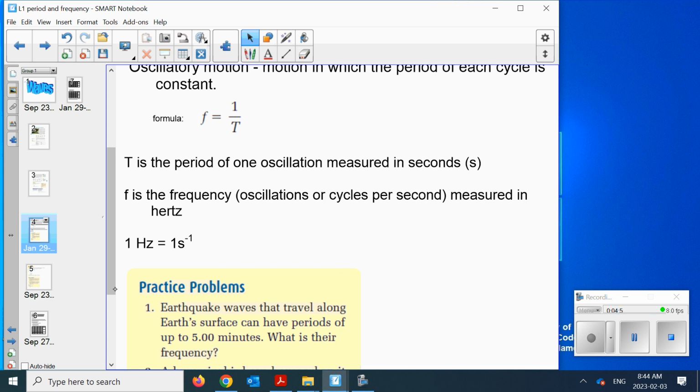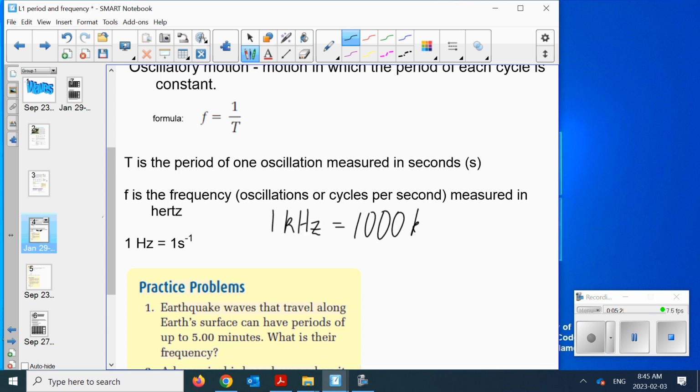You guys know what mega and kilo mean? Well, kilo, I hope you know. I'm asking what megahertz is, what kilohertz is, and what hertz is. Jot down: 1 kilohertz. How many hertz? How many cycles per second? A thousand. Jot this down, because I'll expect you to know what kilo means.